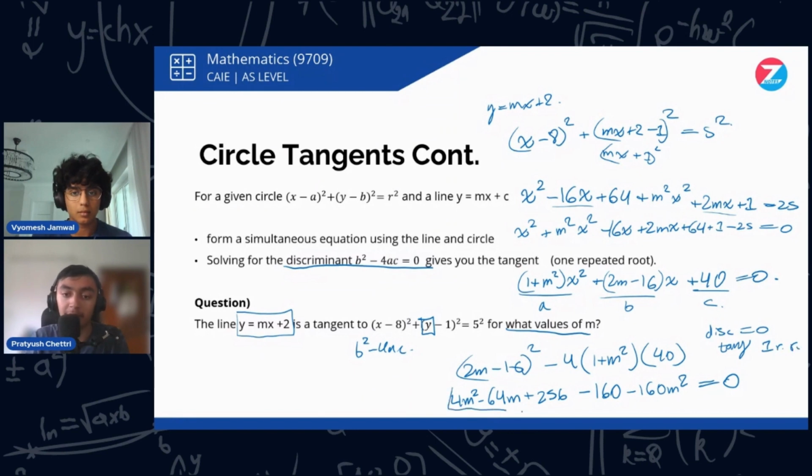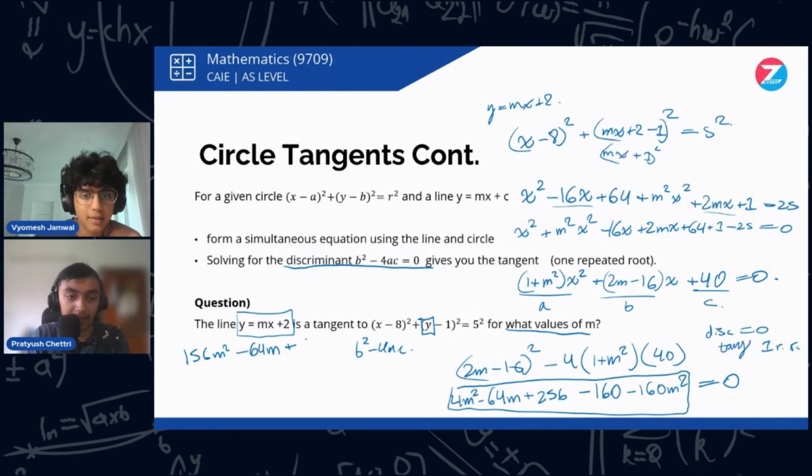So if you factorize this or solve it quadratically somehow, 4 minus 160 gives 156 m squared minus 64m plus 256. By the way, there's a minus sign in the 156. Oh yeah, thank you.